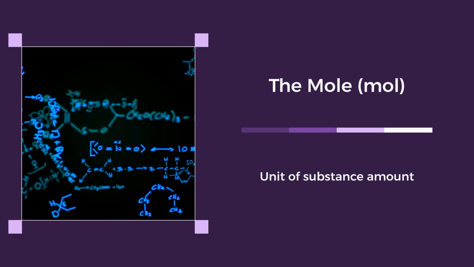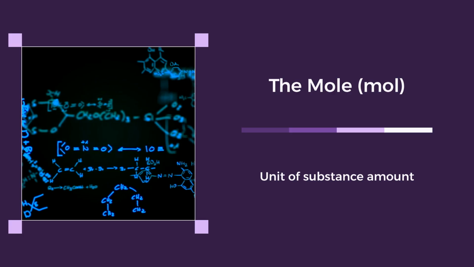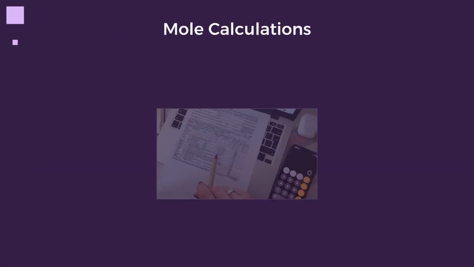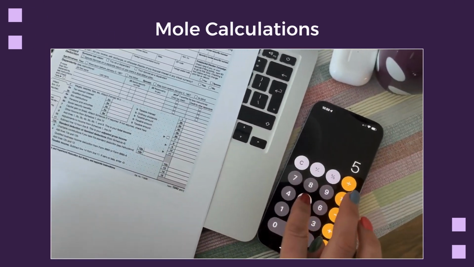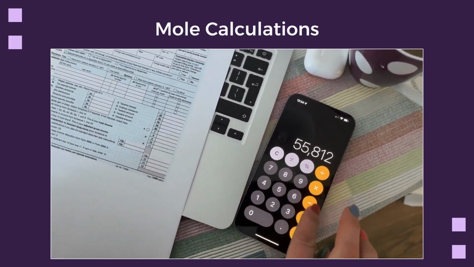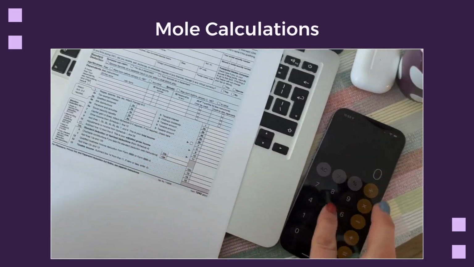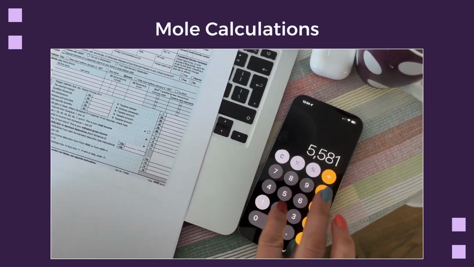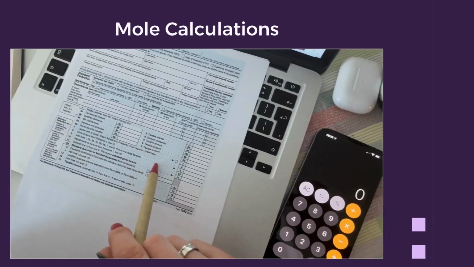1 mole of any substance has its own specific mass, which we call the molar mass. You must be able to convert between a mass in grams and an amount in moles. Remember the simple formula. Number of moles equals mass in grams divided by the mass of 1 mole in grams.